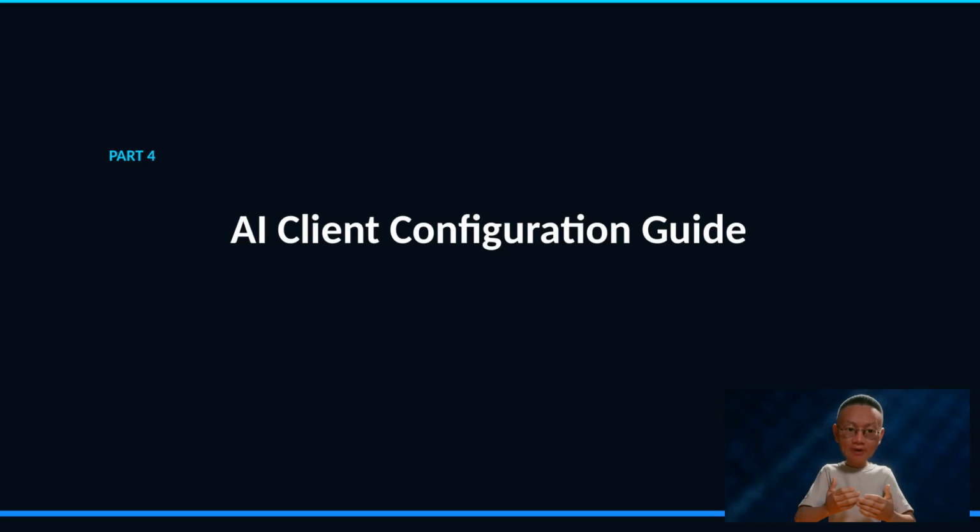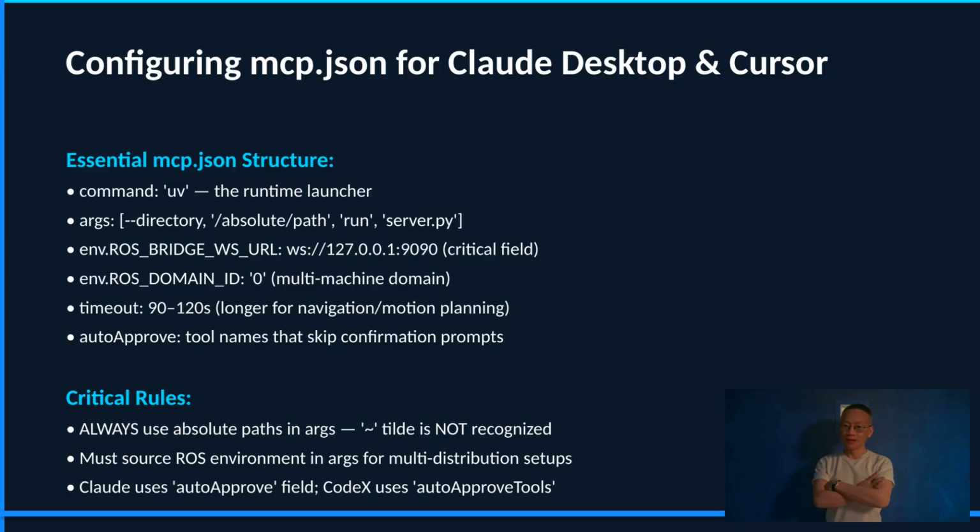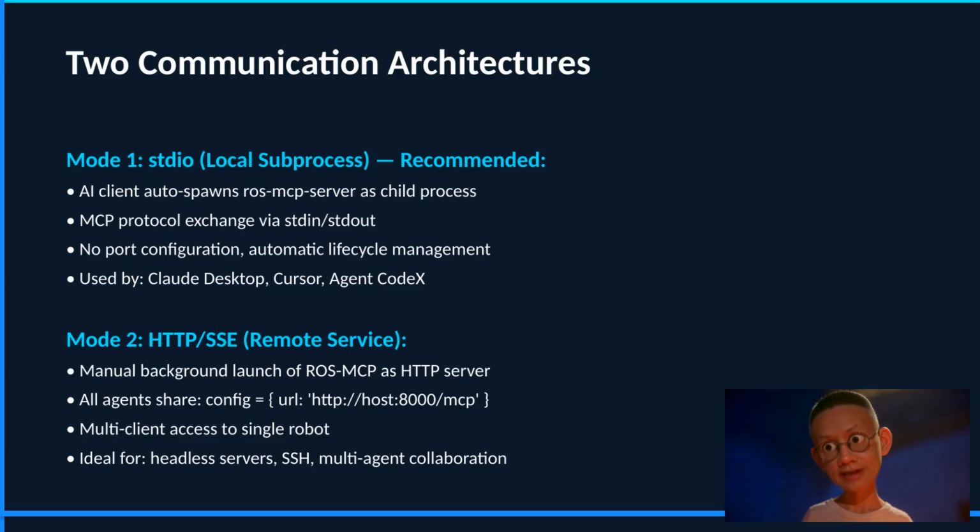Part 4, AI Client Configuration Guide for Claude Desktop and Cursor. The mcp.json configuration requires absolute paths, the ROS bridge WebSocket URL, timeout settings, and auto-approval lists for trusted tools. Two communication architectures: STDIO subprocess mode for local development, and HTTP SSE remote service for multi-client production deployments.